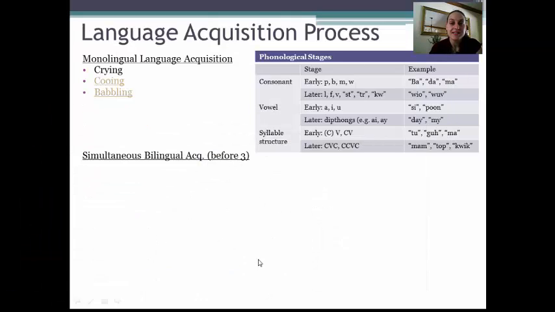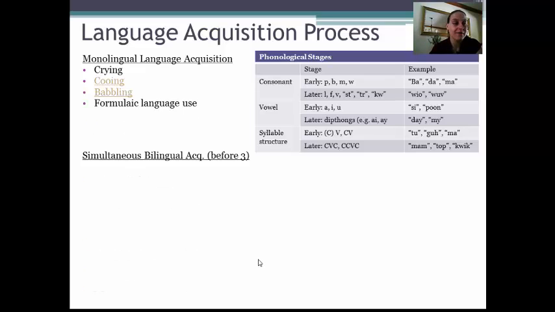Okay, so now you hear some consonants being involved. I think you definitely can hear b for sure, as well as some of those early vowels that the child had already begun to pronounce in the cooing stage.